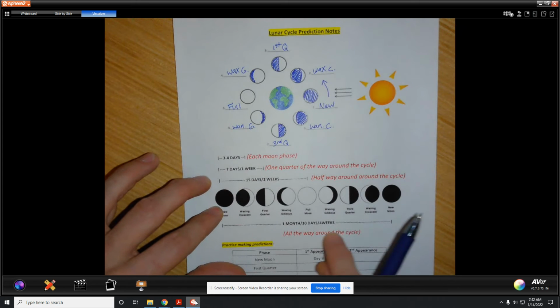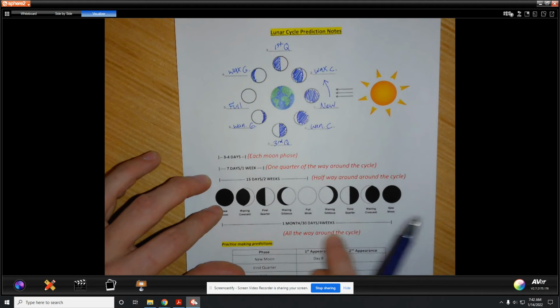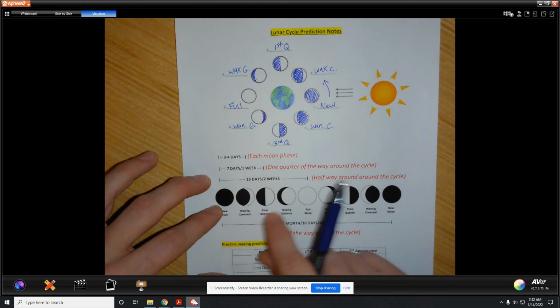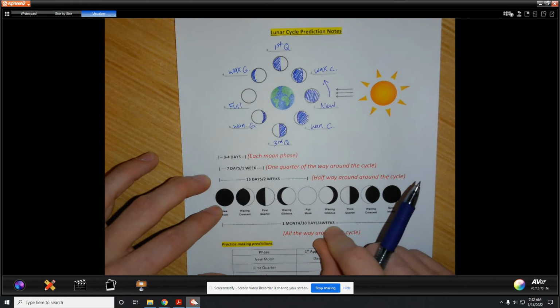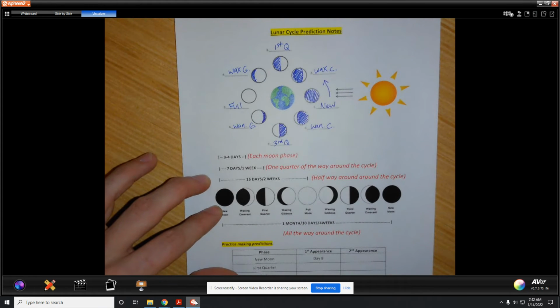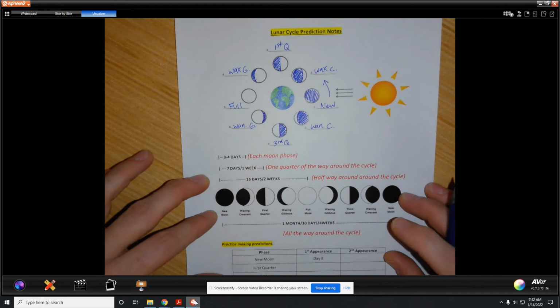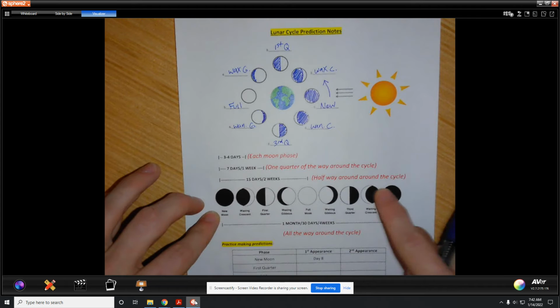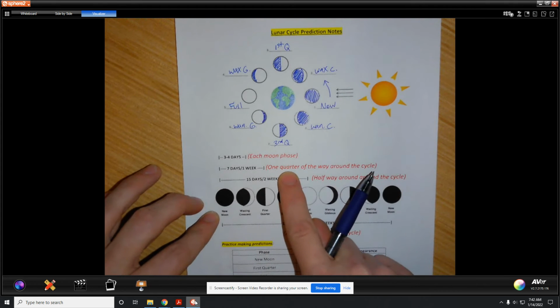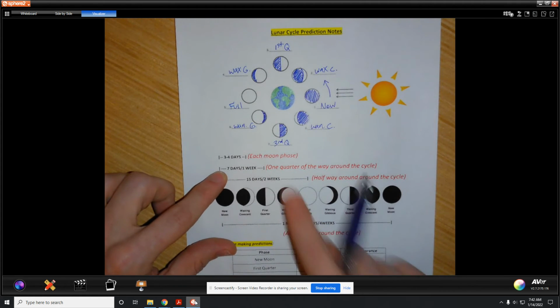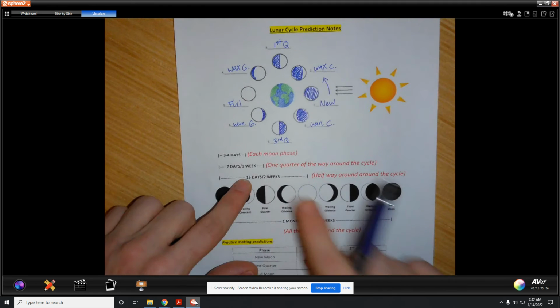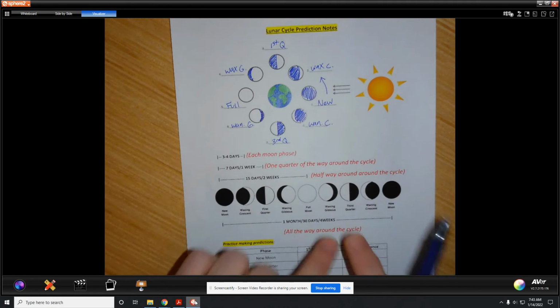So then the last thing is, like I said, all the way around the cycle is worth about 1 month, 30 days, or 4 weeks. And technically speaking, it's 29 and a half days, but we don't need to be exact with our predictions. We're just approximating here. So keep these values in mind. If you go 1 quarter around the cycle, that's about a week. If you go halfway around the cycle, that's 2 weeks. If you go all the way around the cycle, that's 4 weeks.